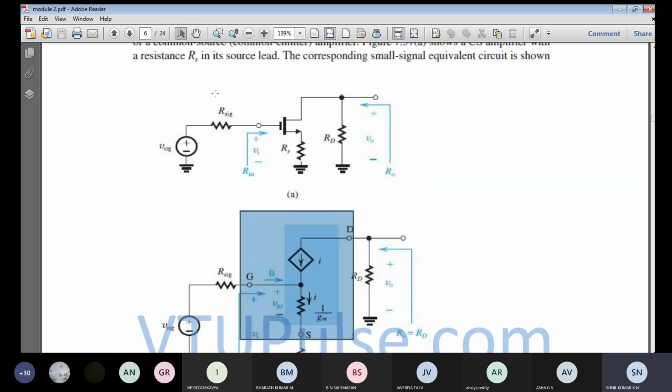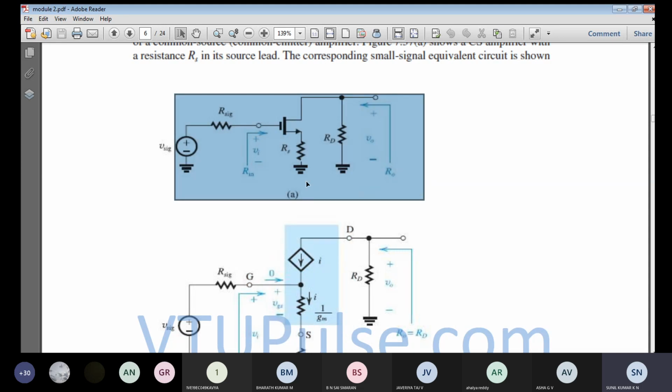Up to here it is okay, right? So this is the small signal circuit model of the common source with the source resistance in series. For the corresponding small signal equivalent circuit model, we are going to modify the small signal model for analysis purposes, to make the analysis easier and simple.